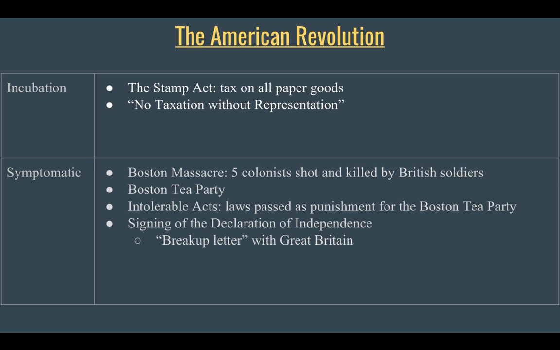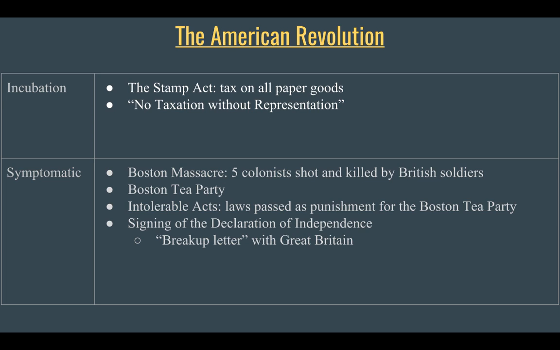The symptomatic stage, some things that are going to get ready to set off the revolution, are going to be the Boston Massacre. Five colonists were shot and killed by British soldiers. Remember, we looked at that propaganda the other day in class. Boston Tea Party, the Intolerable Acts, and the signing of the Declaration of Independence. Remember, Thomas Jefferson drafted the Declaration of Independence and the Founding Fathers signed it.